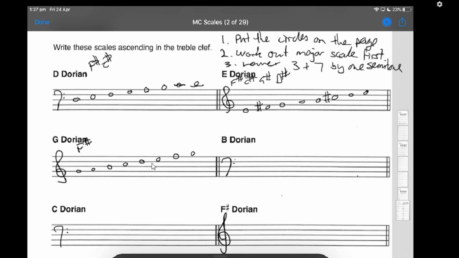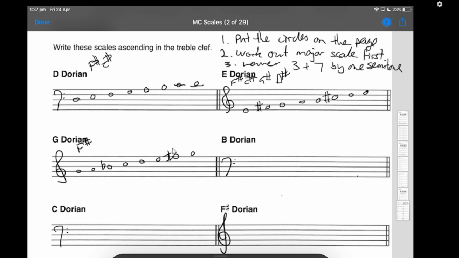So, G major needed F sharp. Let's lower the 3rd and the 7th. That was the dodgiest looking sharp I've ever written, but it will be getting erased in a moment anyway. So, 1, 2, 3. We need to lower the 3rd. There is no flat sign or sharp sign or any accidental sign there at the moment, so we do need to flatten it. So 1, 2, 3, 4, 5, 6, 7.